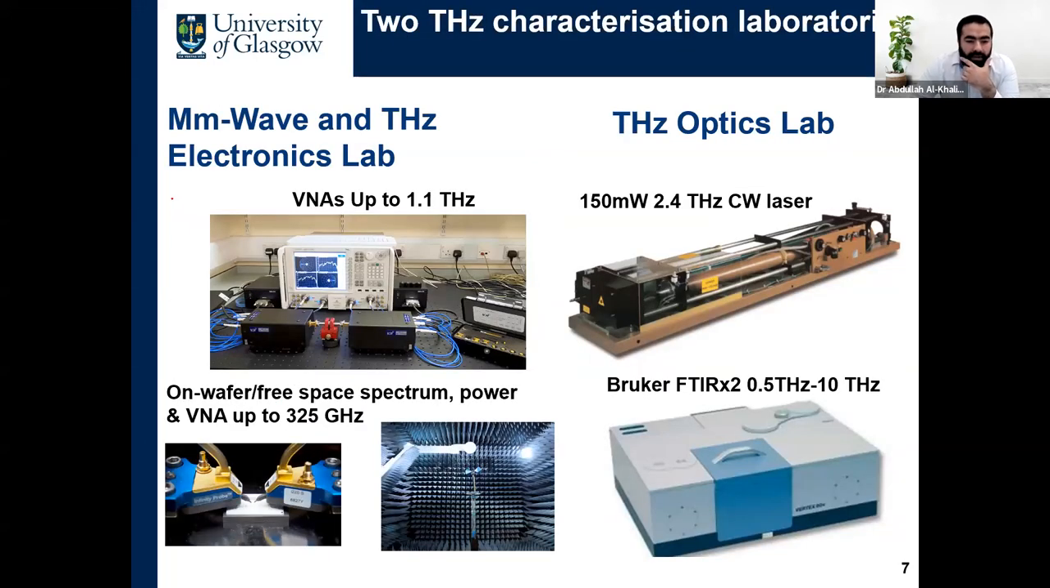In terms of electrical and optical measurements, we have 2 terahertz characterization labs. One is the millimeter wave and terahertz electronics lab with vector network analyzers covering up to 1.1 terahertz. In the left bottom side, you see probes connected to a probe station, and this covers on-wafer measurements from DC up to 325 gigahertz. We also have a cryogenic chamber, which goes up to 20 gigahertz. In the terahertz optics lab, we have a 2.4 terahertz laser and also an FTIR characterization tool that goes up to 10 terahertz.